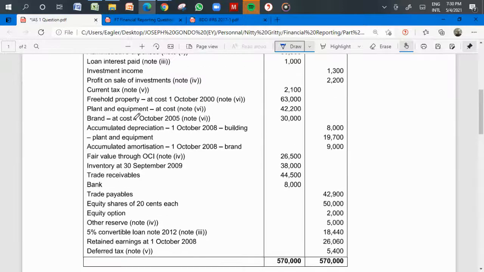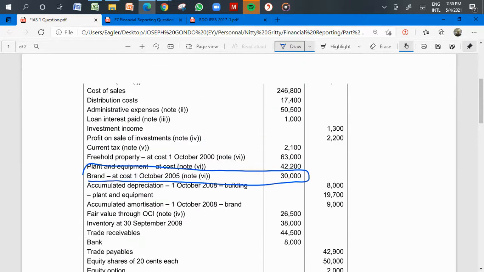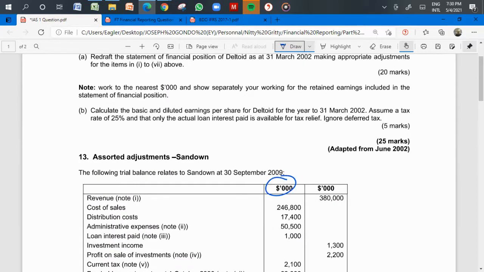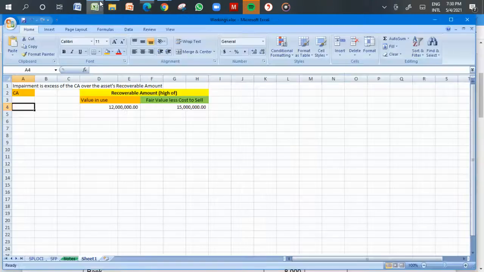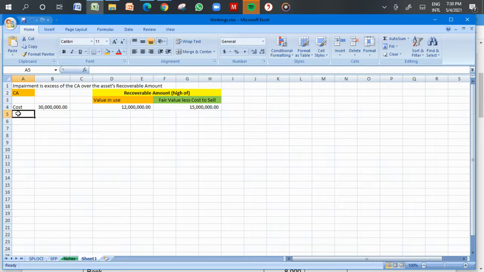Okay, so here let's calculate our carrying amount, because what we are given in the trial balance is actually the cost, because they are saying brand at cost and they gave us 30,000. So this is actually 30 million because we have this zero. The 30 million is the cost. So how can we calculate our carrying amount? We say the cost, which is the 30 million, then less accumulated impairment.